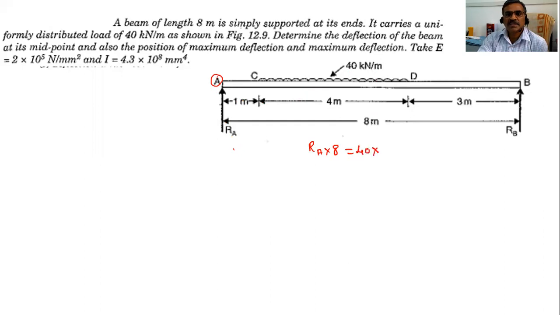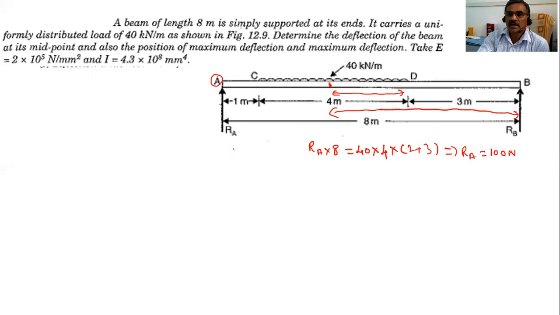40 into distance is 4. Distance is 4 multiplied by 40 into 4. And if you take moment, the load you can assume is at the center. It is at the center, and what will be the distance? This distance will be 2. This is 2. So 2 plus 3, 5. 2 plus 3 is equal to 5. So from this you can find the value of RA. What's the value of RA? RA is equal to 100 kilonewton. So this is RA.